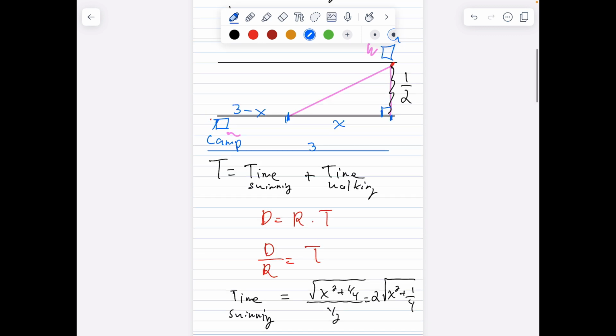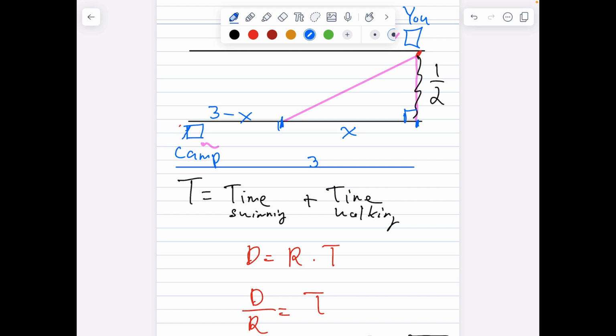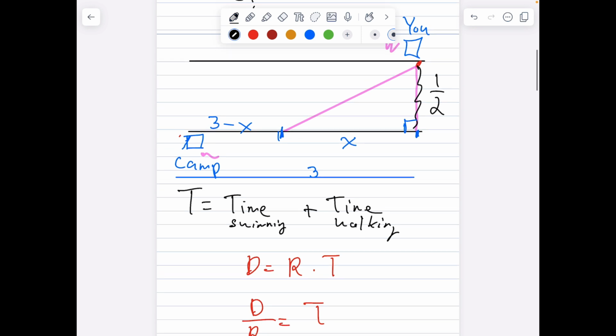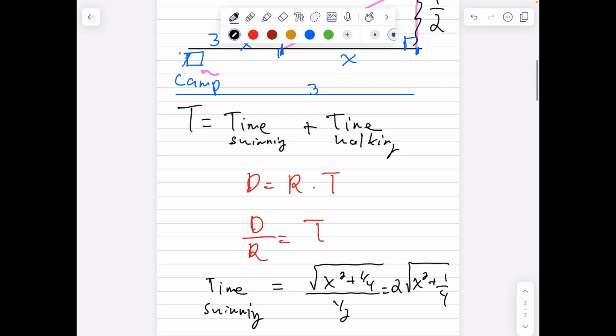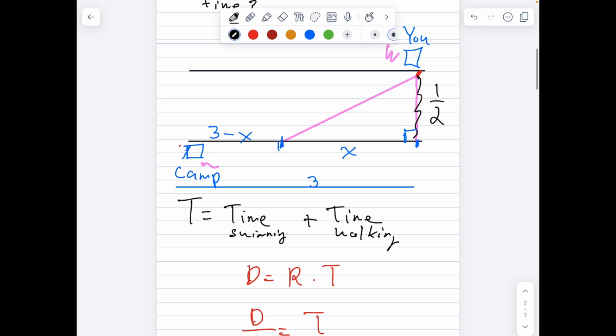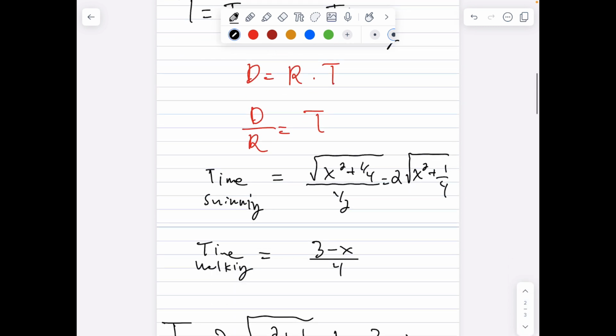Now, if I look at the time swimming here, I need to find the distance over the rate. For the distance, I can use the Pythagorean theorem to get the square root of x squared plus a half squared, which is a fourth. So again, by the Pythagorean theorem, that's what that distance would be. And if you divide it by a half, that whole expression becomes 2 times the square root of x squared plus a fourth. All of that is your time swimming.